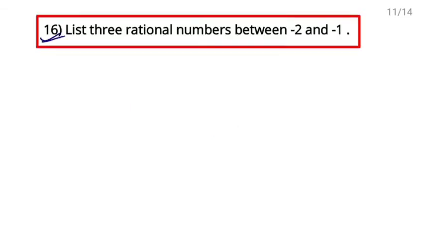Next question, question number 16. List 3 rational numbers between -2 and -1. They have given -2 and -1. First of all, to find rational numbers between any two rational numbers, make sure their denominator should be same. Here denominator is equal, it means denominator is 1 in both the numbers, right? We can put 1 here.